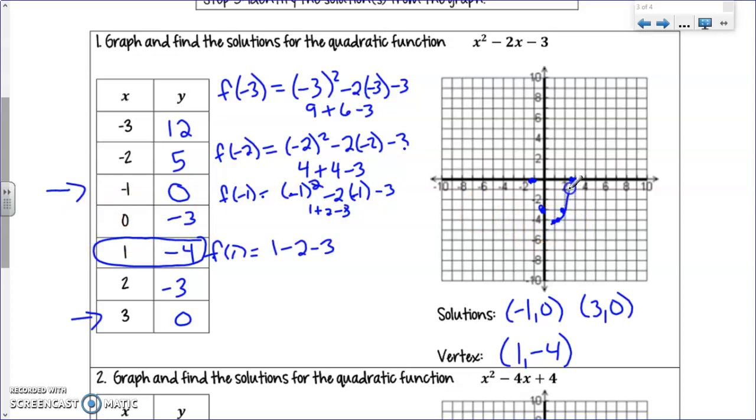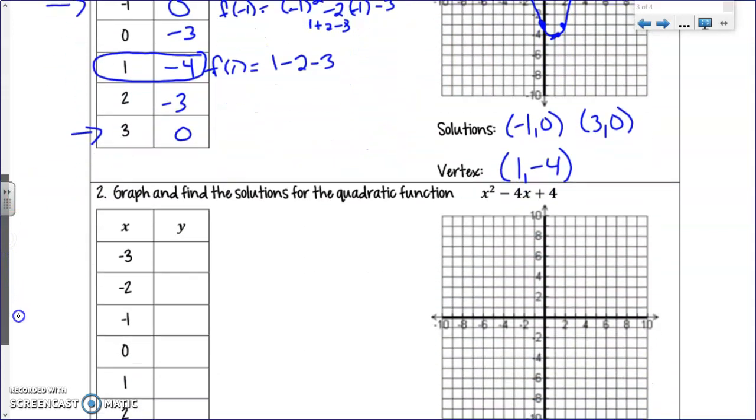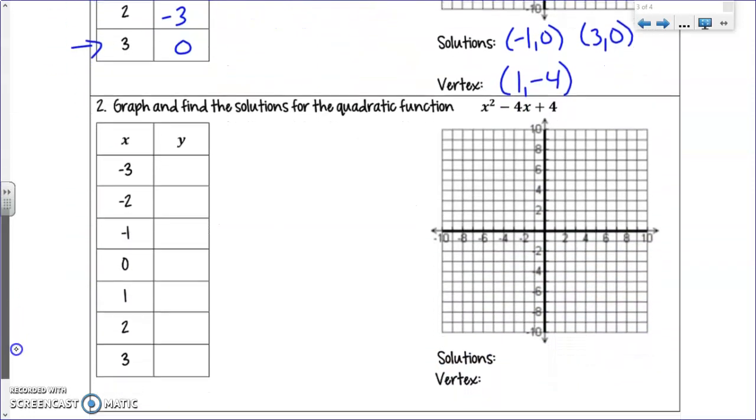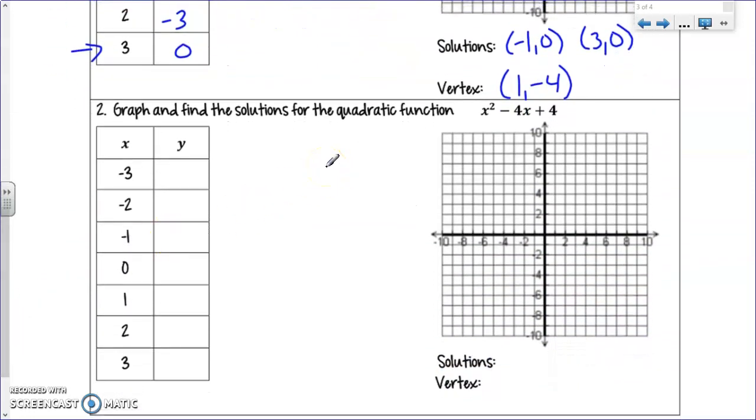Okay, so then I'm going to make a curved U-shaped graph. And then I also could have told it from my function up here, right? The C is the -3. That is my y-intercept. Is this graph a min or a max? Minimum. Okay. Everybody good? Good so far? All right, let's go down here and let's do another one here.